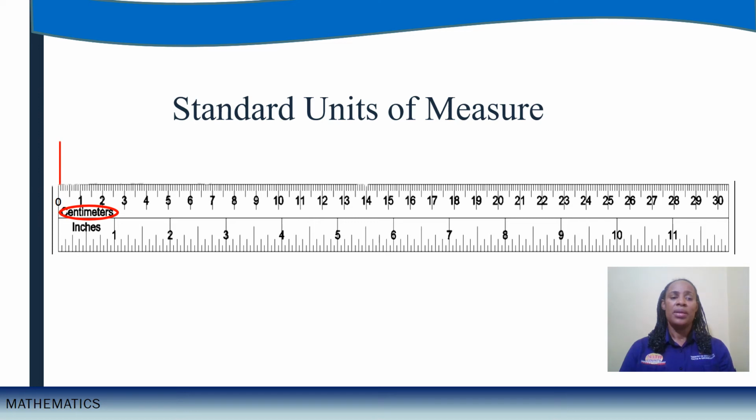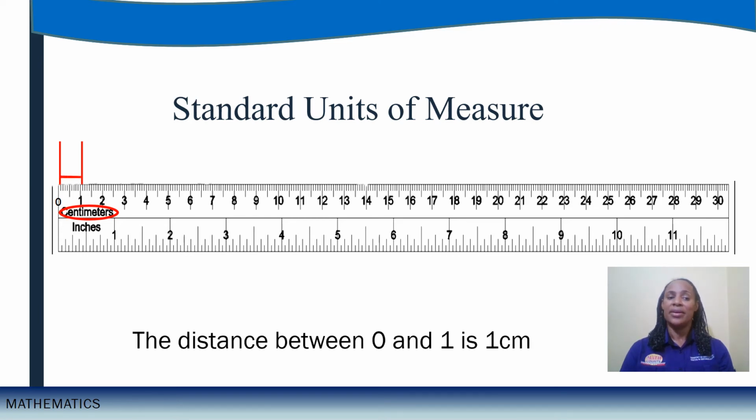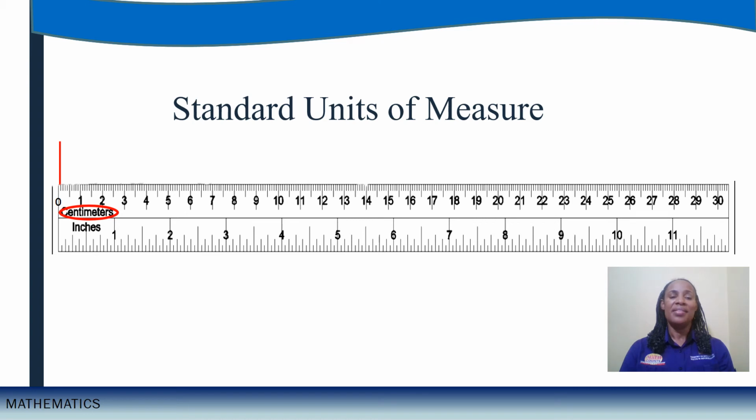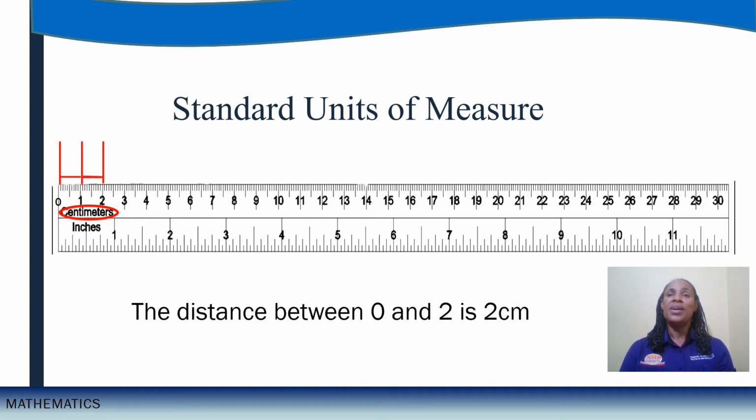Now, the distance from 0 to 1 is 1 centimeter. And the distance from 0 to 2 on this ruler is, let's count, 1, 2. The distance between 0 and 2 is 2 centimeters.